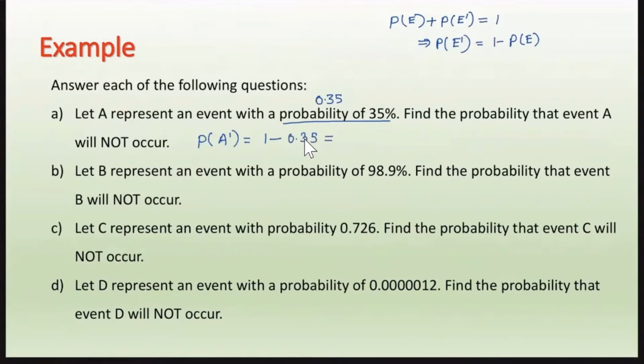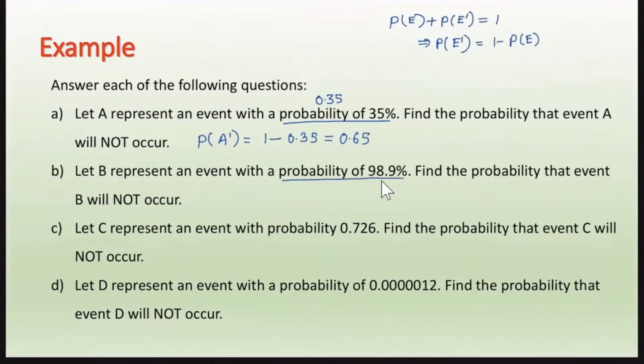Subtract that in the calculator and tell me what you'll get. 1 minus 0.35. What do you get? Are you working on your calculator? 1 minus 0.35, that's 0.65. That's right. So whenever you are calculating the probability of not A, that is 1 minus the probability of the event. So to look at B, let B represent an event with probability 98.9%.